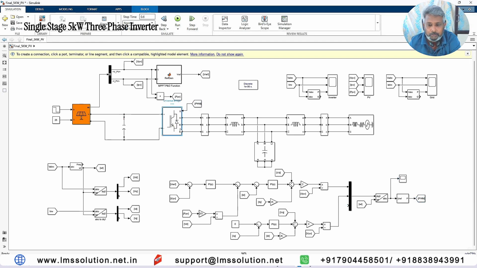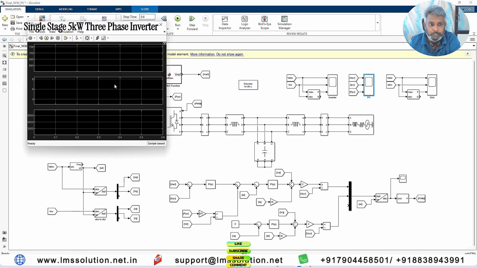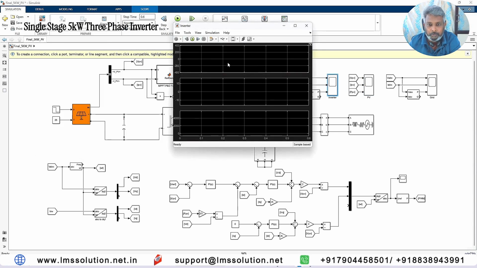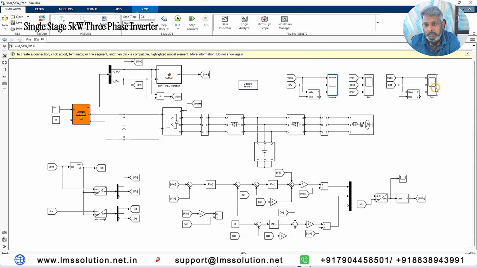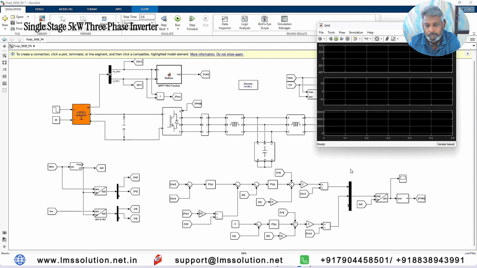The total system, that is MPPT and the total voltage and current control, will send the DC power to the grid according to this control logic. So here we are measuring the PV voltage, current and power, and here we are measuring the point of common coupling voltage, current at the inverter power, and then the grid voltage, current and power. Now I am going to simulate the model.